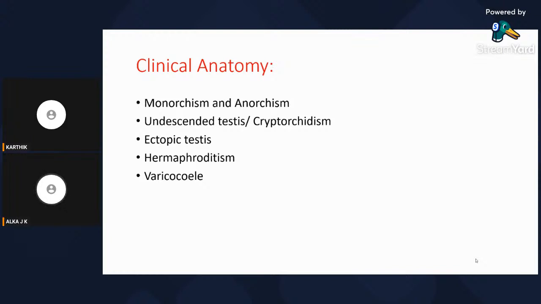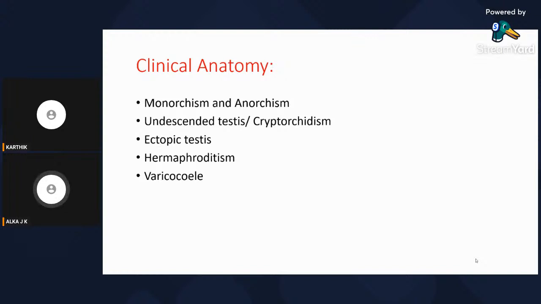The testes and epididymis may be the site of various infections and tumors. Testes may be palpated to check for any nodules. Varicocele is produced by dilatation of, as I told you, the pampiniform venous plexus. We can see this pampiniform venous plexus very nicely at the time of dissection.